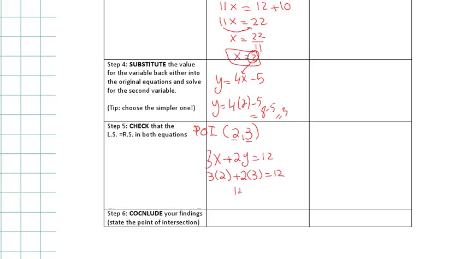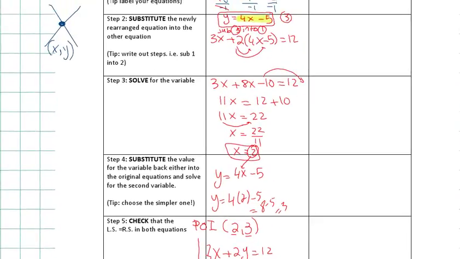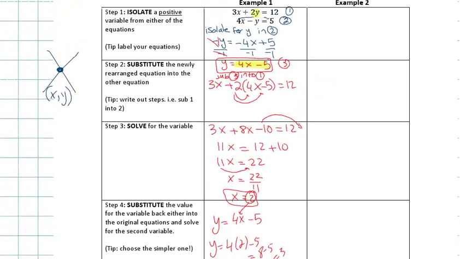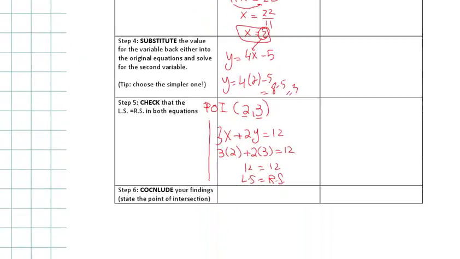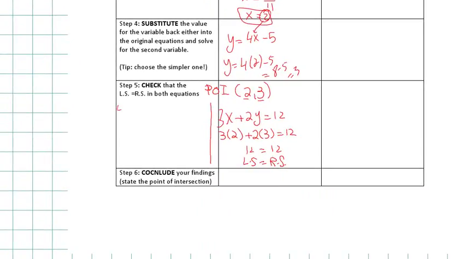The second equation also, I have to do exactly the same thing. Okay? So I have to plug in 2 and 3 into my second equation. Plug in 2 for x, 3 for y. So that will be 8 minus 3. 5 is equal to 5. Left hand side is equal to right hand side.